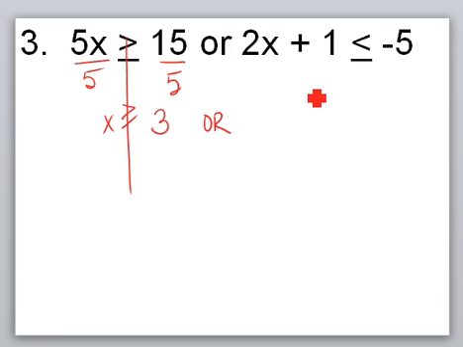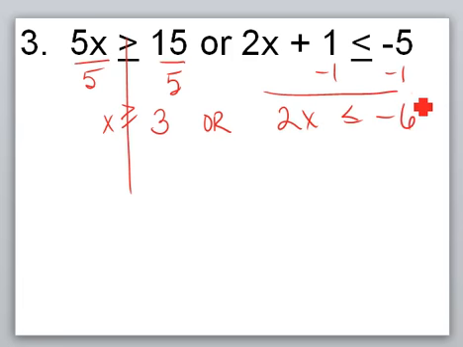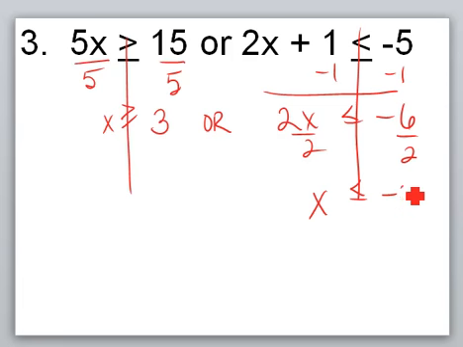Keep the word or. Subtract 1 on both sides. We get 2x is less than or equal to negative 6. Divide by 2. We're dividing by a positive on both sides, so we just keep the sign the same.